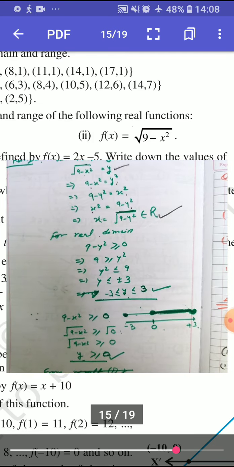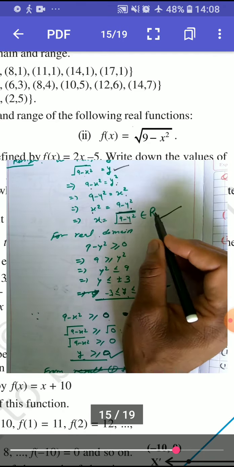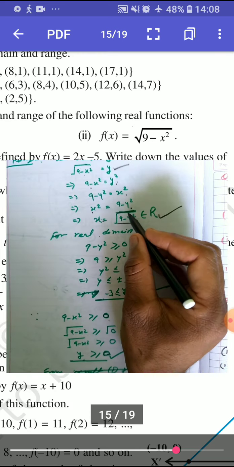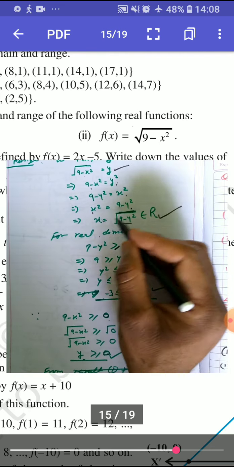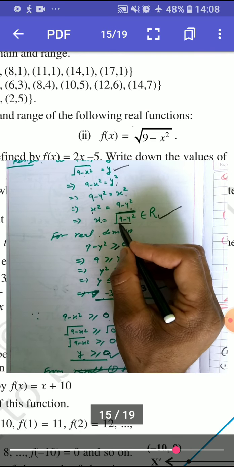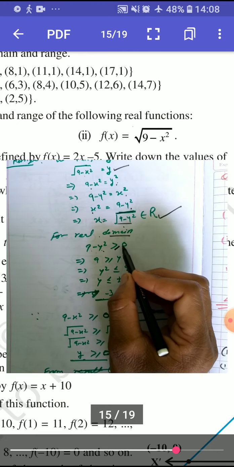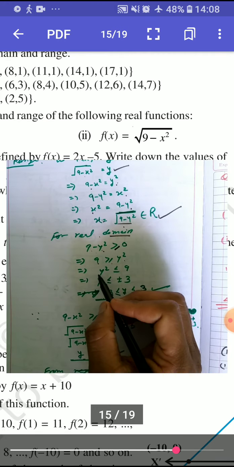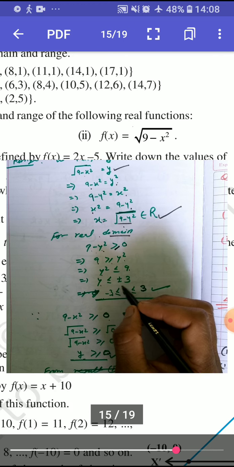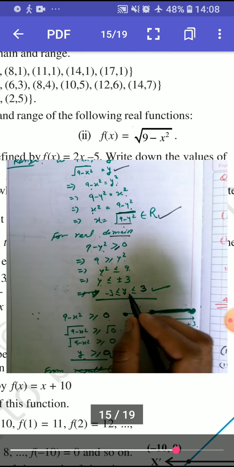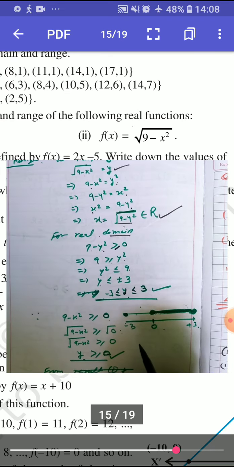Okay, now the condition is just reversed for the real domain. Since x belongs to the real numbers, for a real domain the value inside a root will always be greater than or equal to 0, otherwise it will be an imaginary number. Right? So for the real domain, 9 minus y square is greater than or equal to 0, 9 greater than y square, that is y square less than 9, and y less than plus minus 3. You can write that the value of y is greater than or equal to minus 3 and less than or equal to 3. Right? Okay.